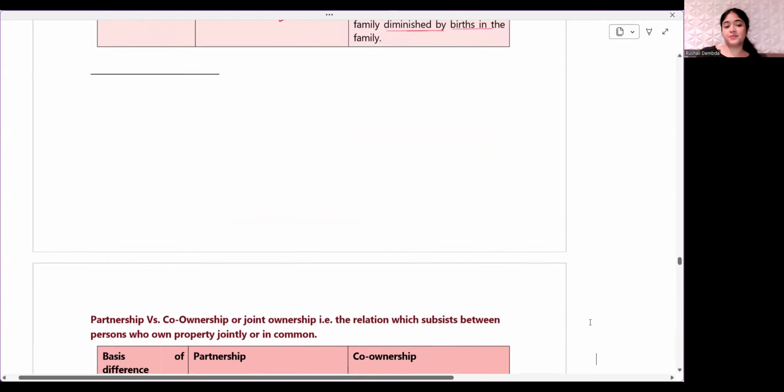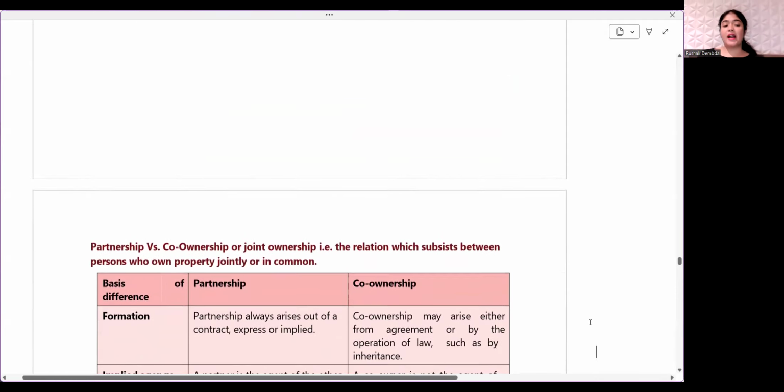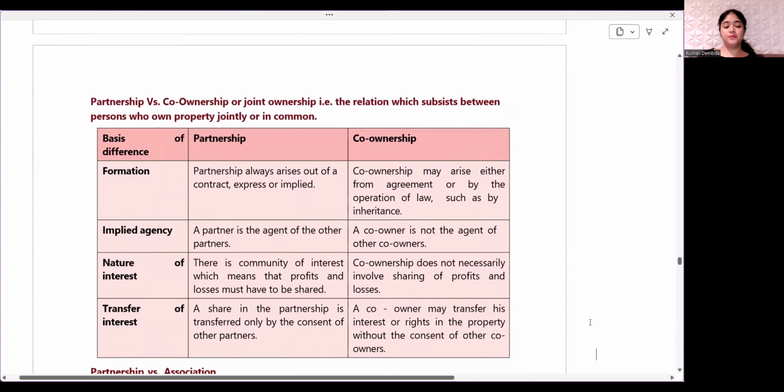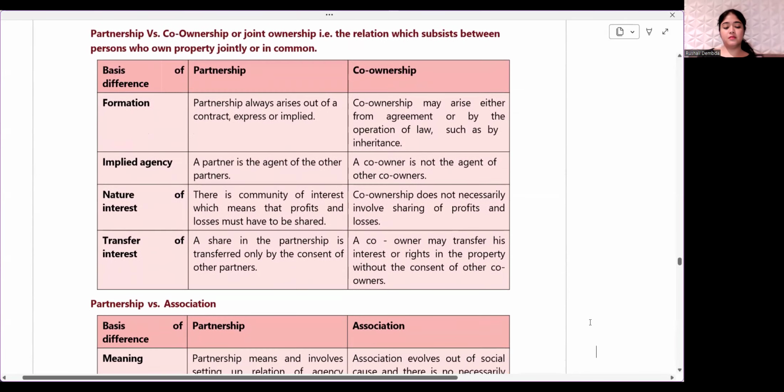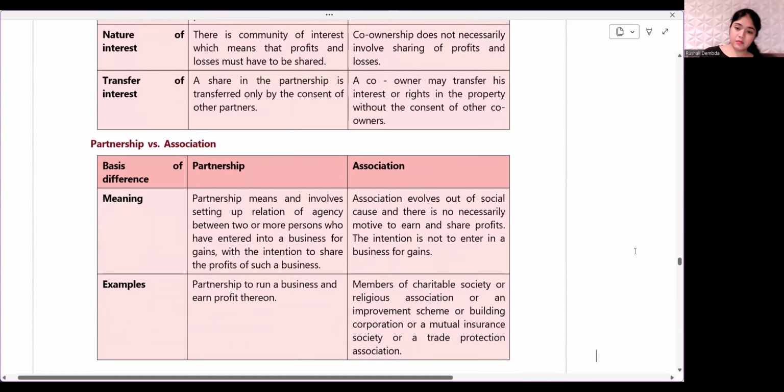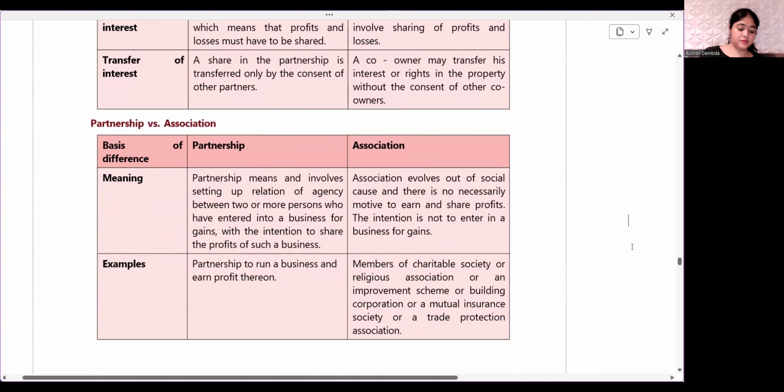HUF business. Okay. Is partnership versus HUF clear to you people? They may ask you this as a question. Yes, ma'am. Should we go ahead? Okay, let's go ahead.